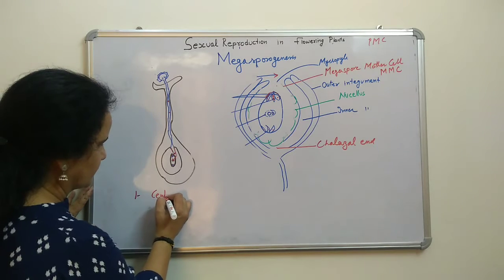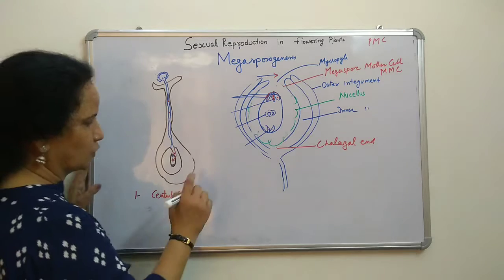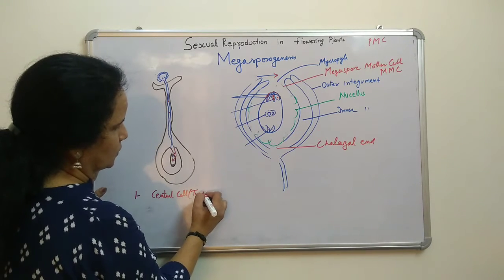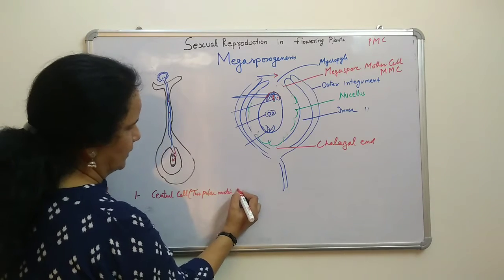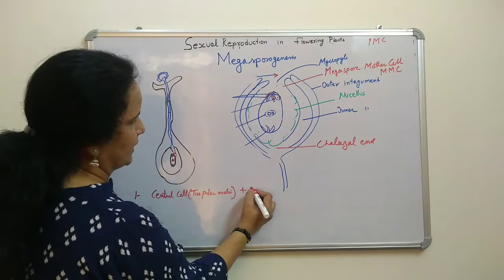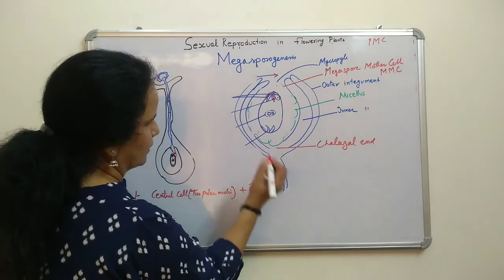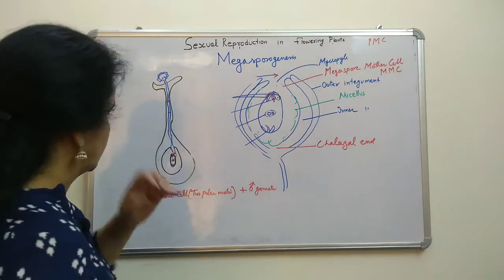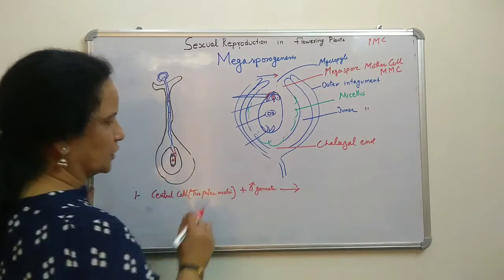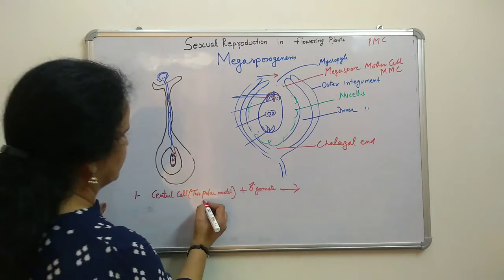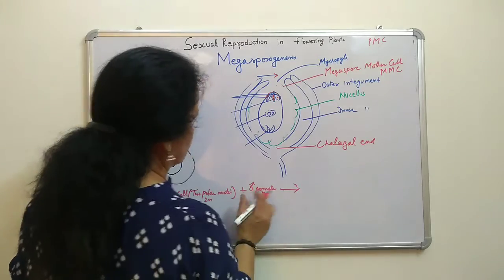the central cell, having two polar nuclei, and one male gamete. Right? One male gamete. Now the result of this fusion, what is there? Two polar nuclei, means they have got 2n, plus this one only one. Then we have got the product of this.